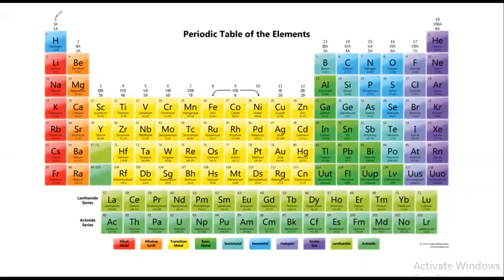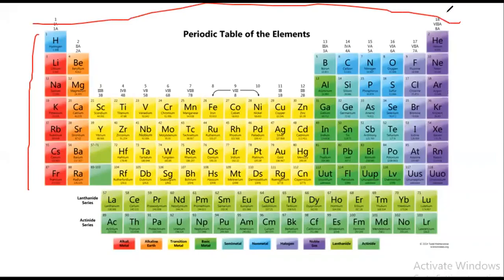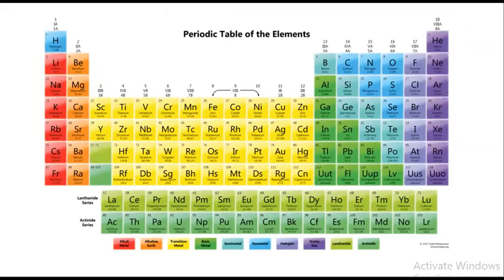We said that columns that go from the top to the bottom are called groups. So we have top to bottom, and then rows will go from left to right. Okay, guys? This is my very squiggly line. All right, and you only need to know the first 20 elements of the periodic table.